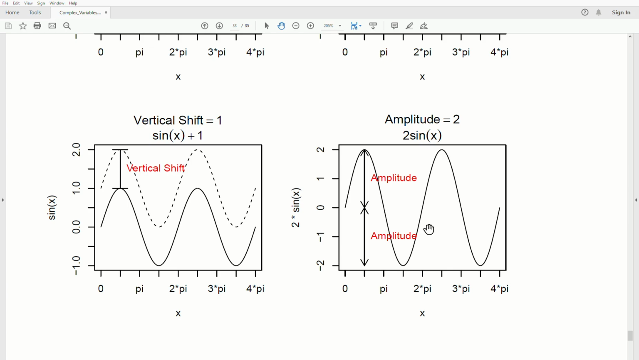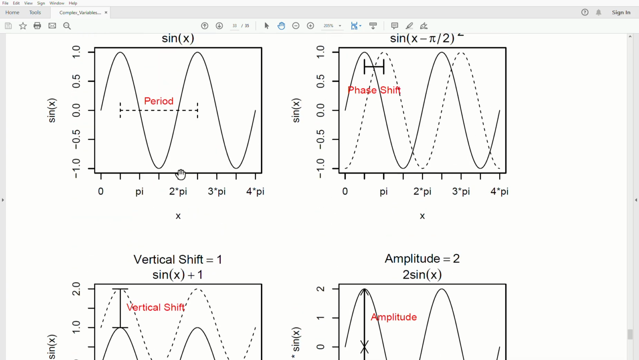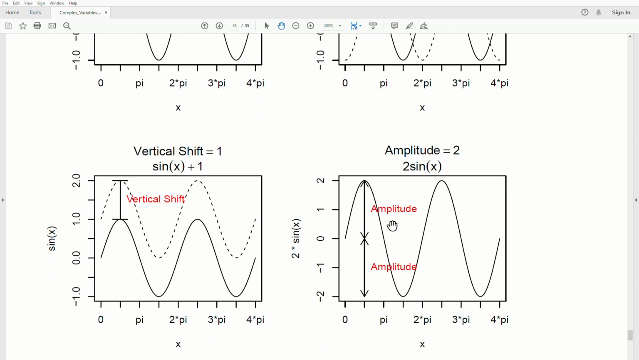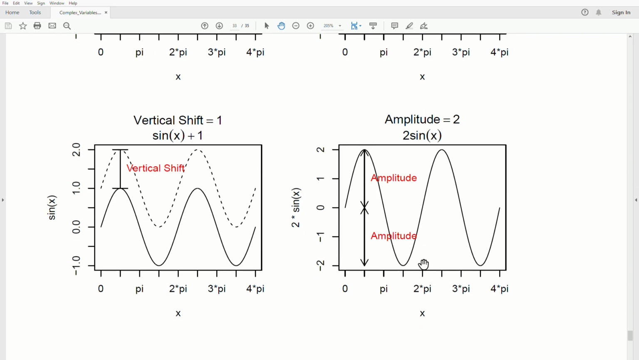Now the amplitude is the height of the wave in either direction. So there's a maximum and a minimum, and the distance from the middle is called amplitude. And the way to increase or shrink amplitude is a constant multiplier times the sine of x. So notice that the original sine wave goes from -1 to 1. But since we've multiplied it by 2, it goes from 2 to -2. And that's the amplitude.